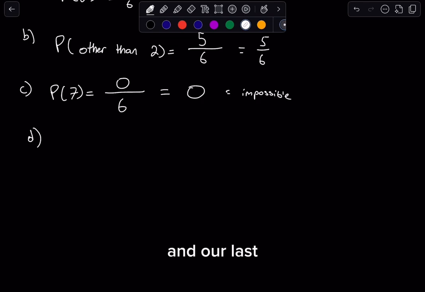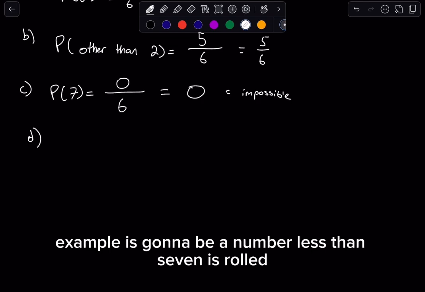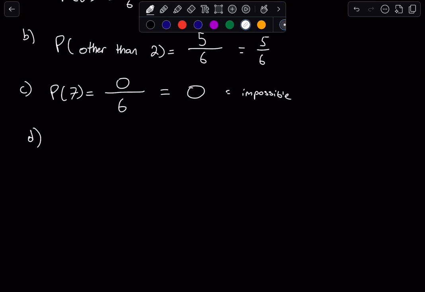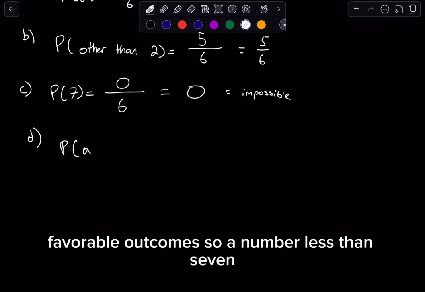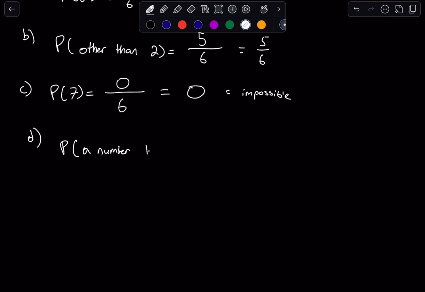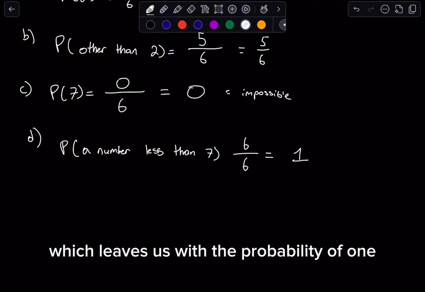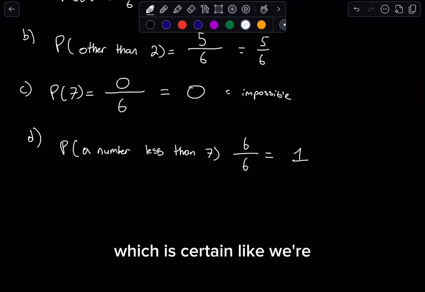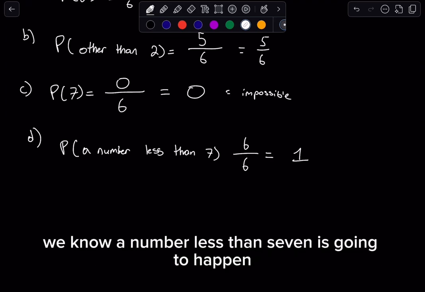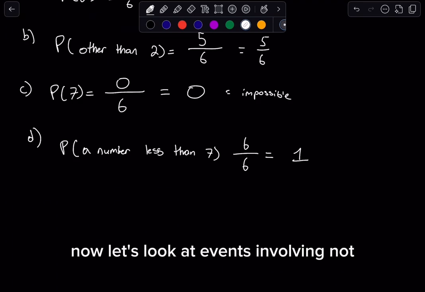And our last example is going to be a number less than 7 is rolled. Well, what numbers are on a die? 1, 2, 3, 4, 5, 6. So there's going to be 6 favorable outcomes and 6 total outcomes, which leaves us with a probability of 1, which is certain. Like we know a number less than 7 is going to happen. Now let's look at events involving not.